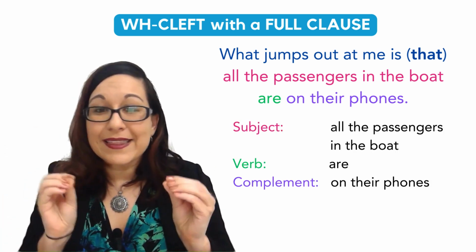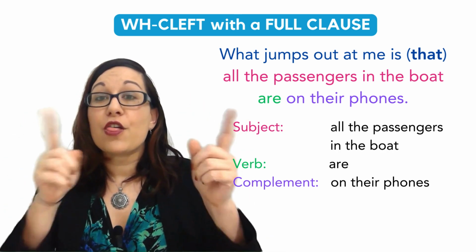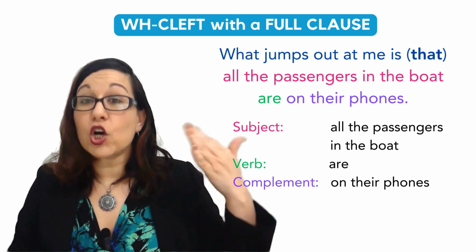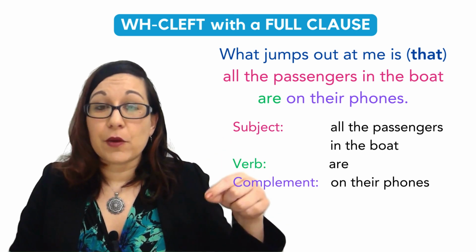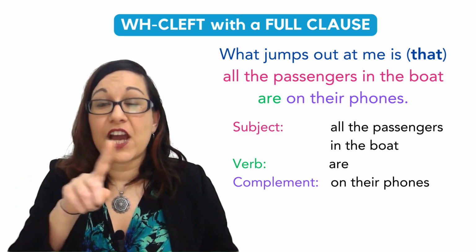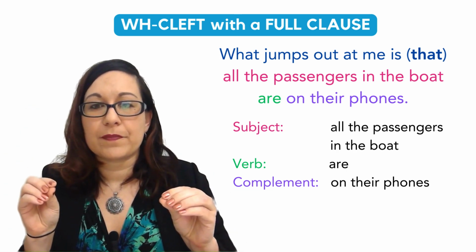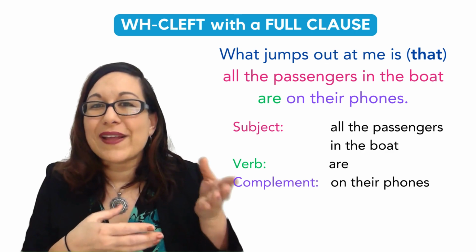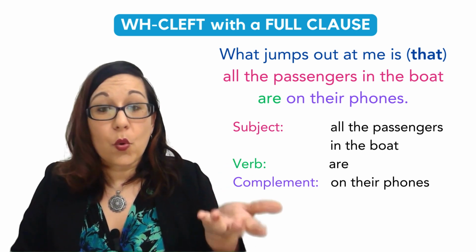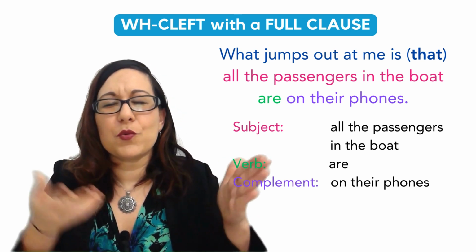So if we break this down, we've got the subject, all the passengers in the boat, the verb, are, and then we don't actually have an object here, we have a complement, on their phones. Now, we say the word order in English is SVO, subject, verb, object. Other languages have other word orders, but you don't necessarily always need that direct object. Maybe you don't have anything after the verb, or in this case, maybe you have a prepositional phrase acting as a complement. Oh, lots of prepositions today.